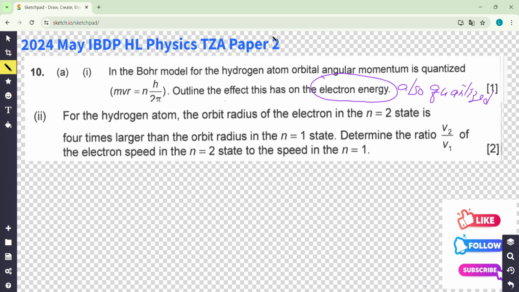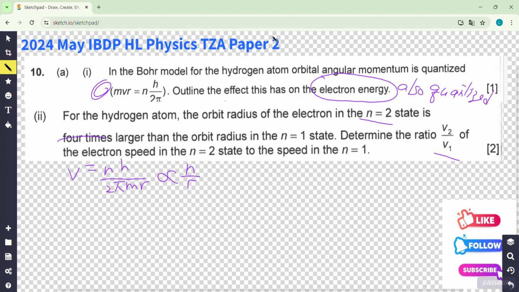Okay, next one. For the hydrogen atom, the orbital radius for n equal to 2 is 4 times that for n equal to 1. Determine the ratio v2 over v1 of the electron speed. So look here. We talk about v, so we change this equation's subject to v. So v equals nh over 2 pi mr. So v is proportional to n over r.